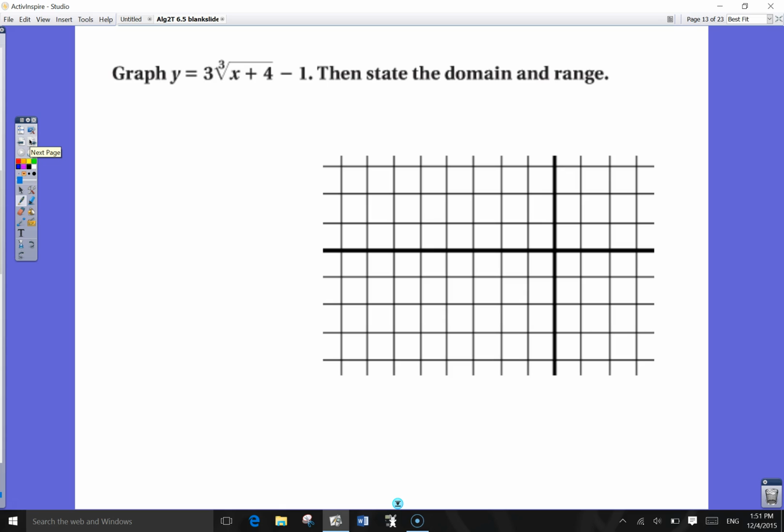Okay, the cube root function. Again, we know what the cube root function looks like. Something like that. This one has been stretched. It's left. And it is down.